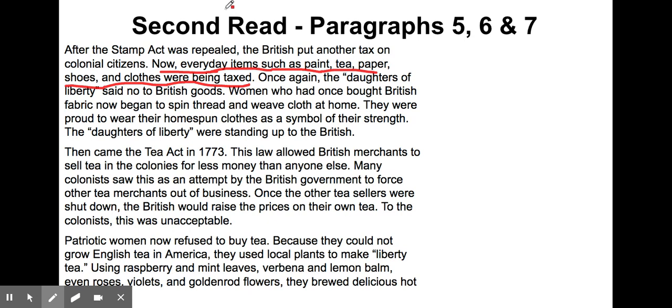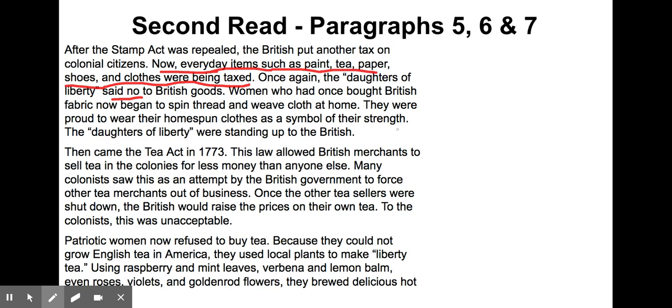Once again, the Daughters of Liberty, okay, I'm seeing this idea come up again, said no to British goods. Wow, okay, that's actually what our title is called. It says just say no. So again, they're saying no to British goods, meaning they don't want to use them. I can see where that comes in handy now.